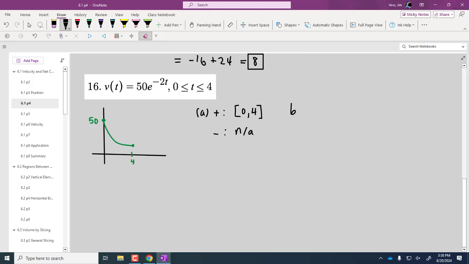B, what is the displacement? Oh, we have a formula for displacement. The displacement is the integral from 0 to 4 of the velocity function, 50e to the negative 2t dt. We got a formula for that. That's great.